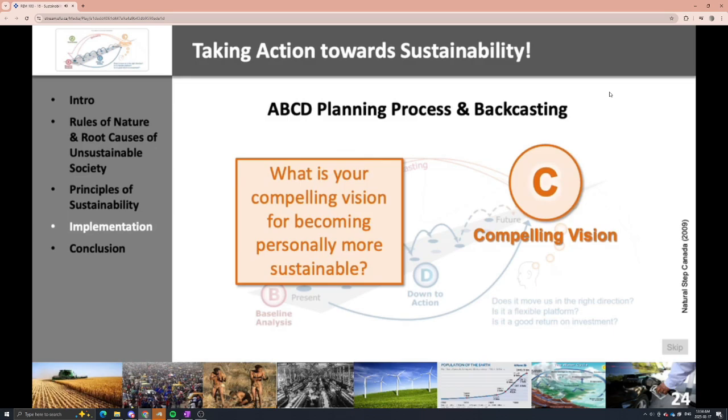Let's take a minute and think a bit about what your compelling vision might be for becoming more sustainable. So as I say, just take a moment and think about where you are now, where the people in your life are at now, or maybe you're running a company and where it's at now. So what do you see as the compelling vision for where you would like to be in terms of sustainability as an individual?